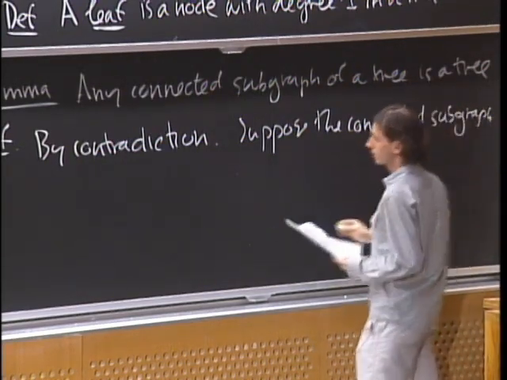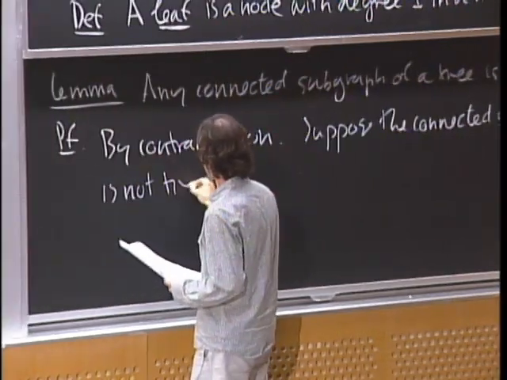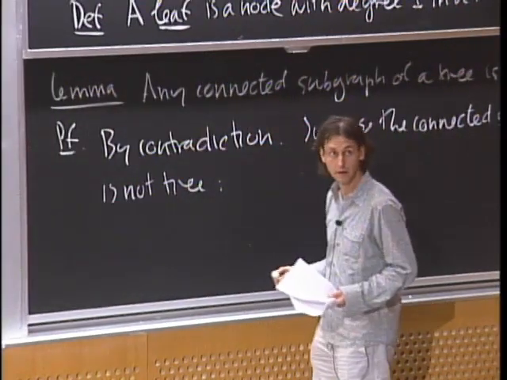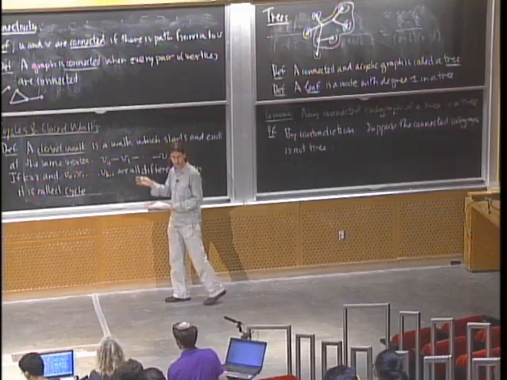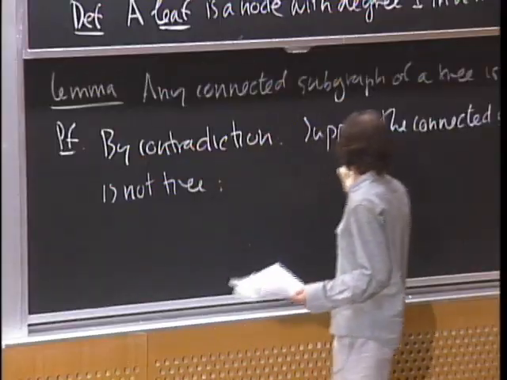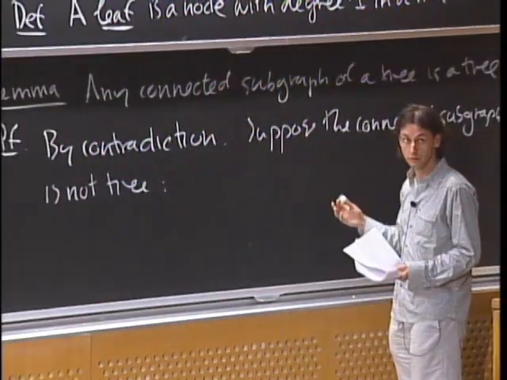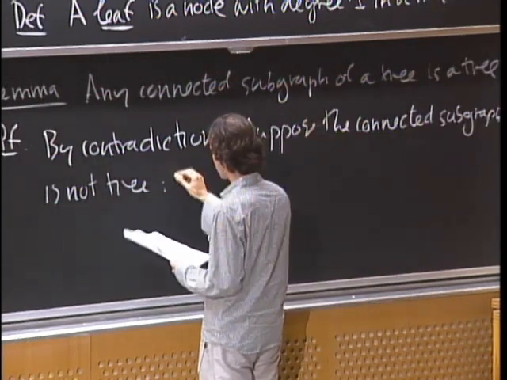So suppose that the connected subgraph is not a tree. Well then, in that case, it must have a cycle, right? Because a tree is something that is both connected and acyclic. We have a connected subgraph, which is not a tree, so it must have a cycle. Okay, so it has a cycle.